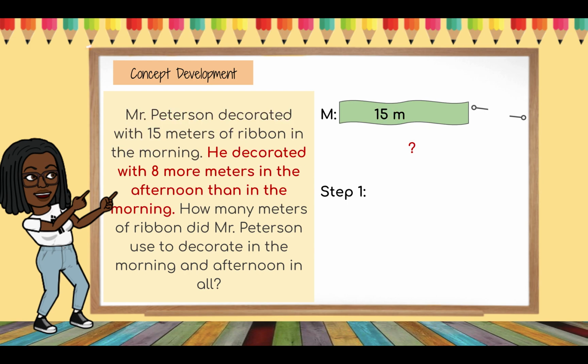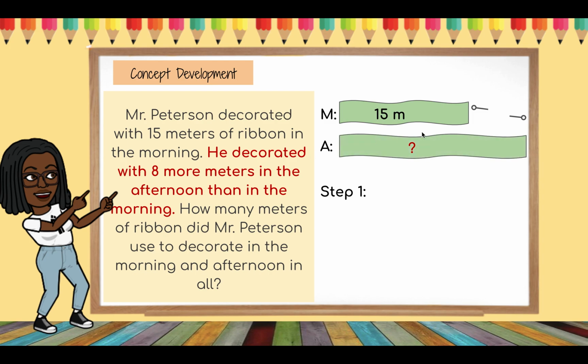The next part of the problem says he decorated with 8 more meters in the afternoon than in the morning. So this means, friends, I'm going to first put an A for afternoon. We have what he had in the morning, and now we're trying to find out what he had in the afternoon. If his afternoon ribbon was 8 more meters than the morning ribbon, then that means my ribbon's going to be longer in the afternoon.